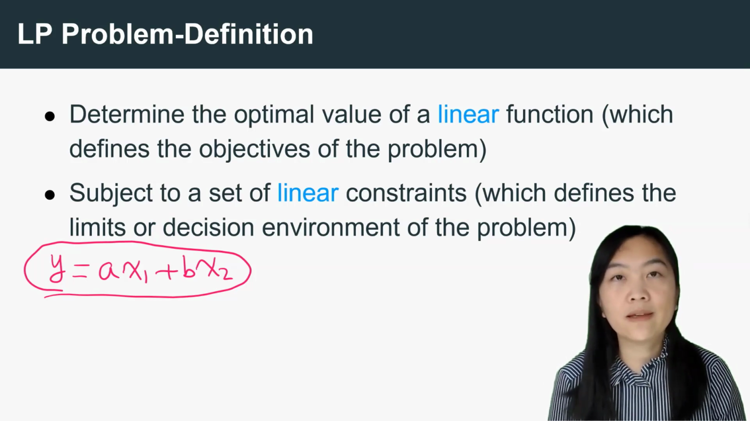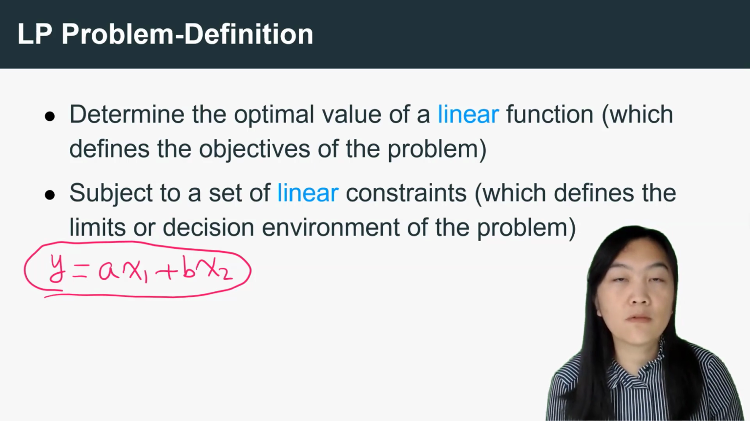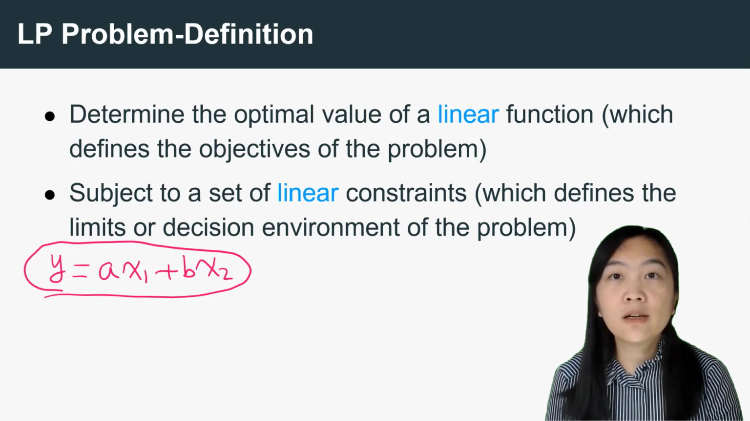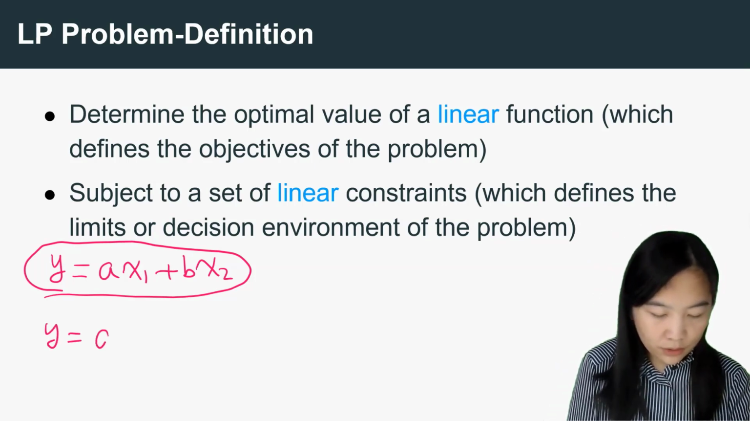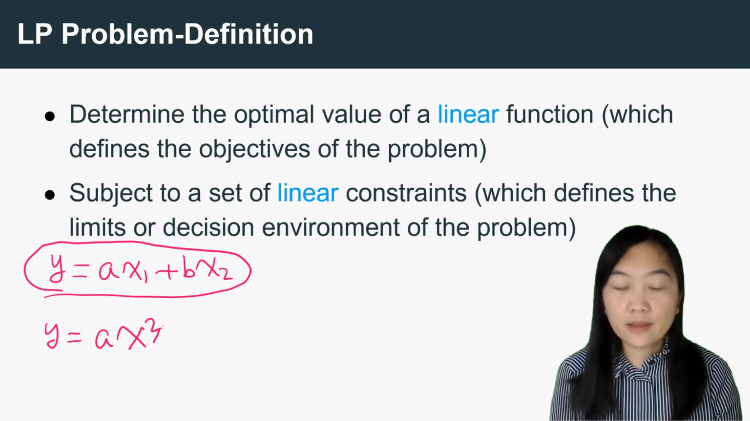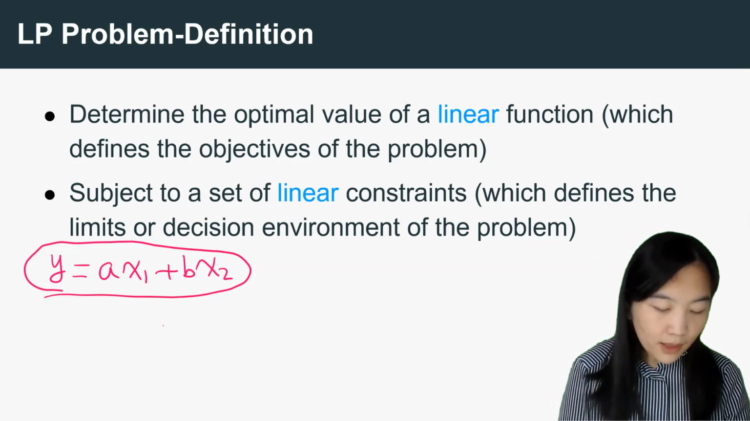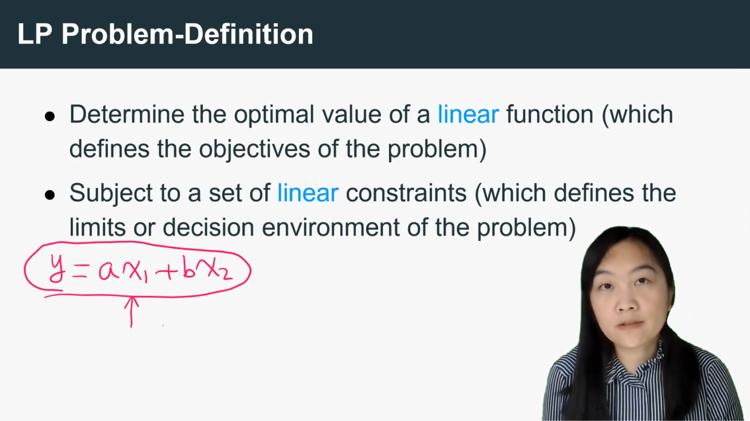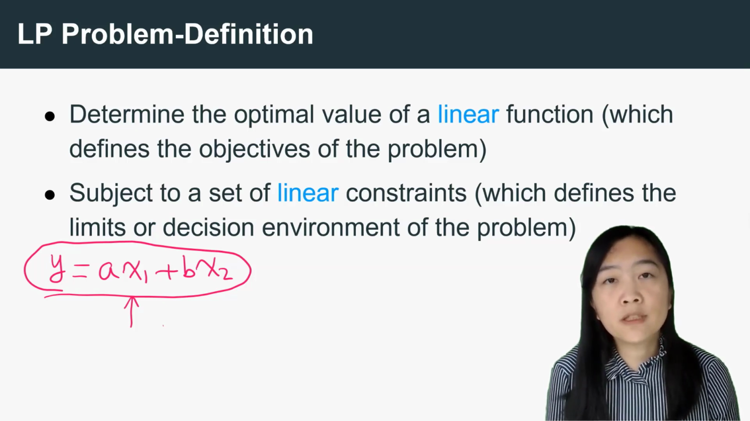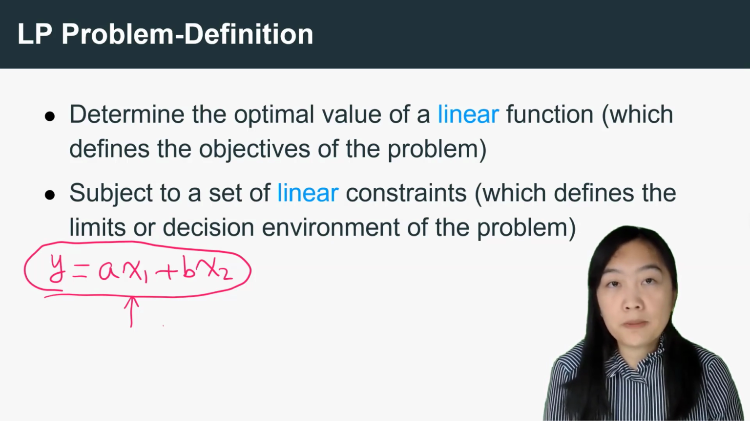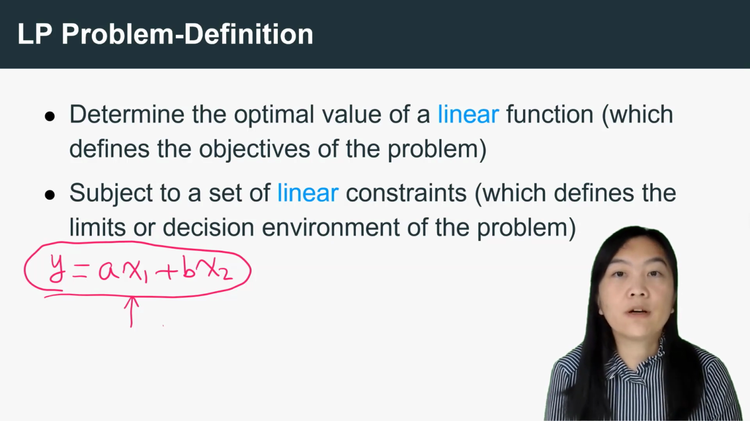Usually when it's linear, if you draw the relationship of y and your x, then you get a straight line. And when it's nonlinear, for example, if we have y equals ax squared or maybe cubed, then the graph you get will be nonlinear. So this is an example of a linear production function. It could also be a linear revenue function, linear profit function, linear cost function, and so on. So the objective is to find the optimal value of that function.